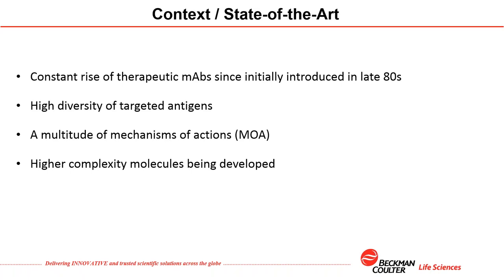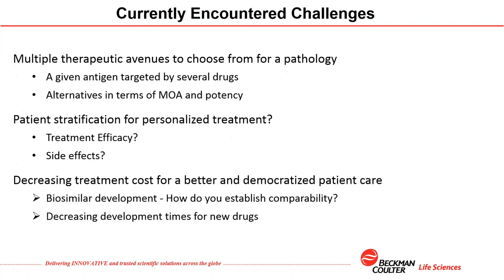And also what we're currently seeing is an increase in the range of complexity of the molecules that are being developed. We now have not only a typical monoclonal antibody, we also have glycoengineered antibodies, antibody drug conjugates, and we also have bispecific antibodies coming up, for example. In spite of this really great efficacy that has been witnessed and that keeps being demonstrated through a variety of clinical studies, there are currently a lot of challenges in this field.